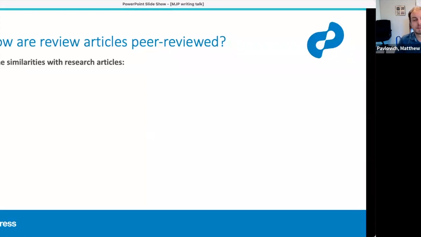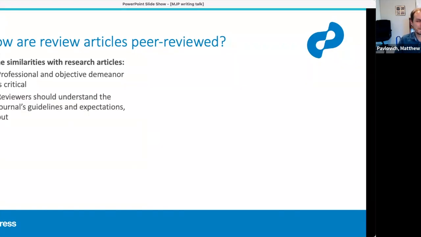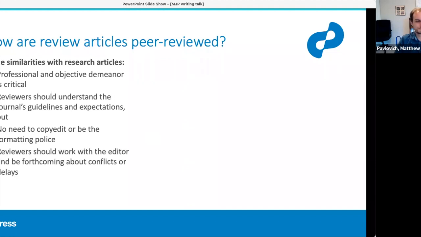So there are some similarities to research articles. Be professional, be objective, don't be a jerk. Don't use language in your review that you wouldn't want to read on your own paper. The reviewer should understand what the journal is asking for, but you don't need to copy edit. You don't need to do the line by line. Oh, on this section, they're missing a period. They didn't italicize this organism name. They have a wrong subject verb agreement in this line. Don't do that as a reviewer.